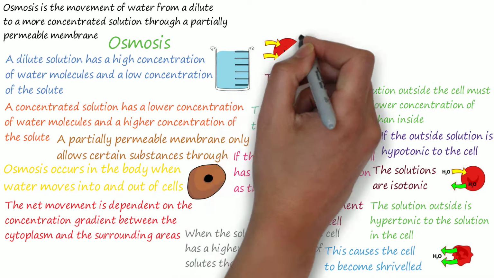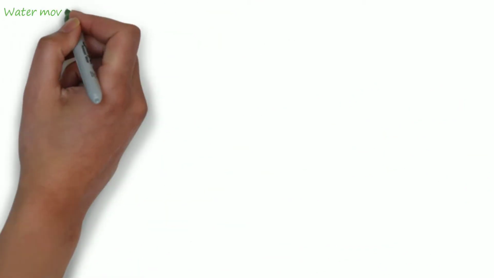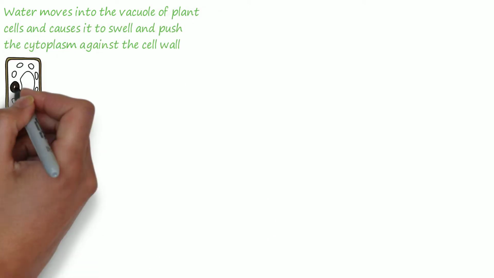The concentration of the solution in the cell can vary when chemical reactions take place. These chemical reactions may use up water or produce water in the process. Osmosis in plants is a bit different. Plant cells have a cell wall and a vacuole.